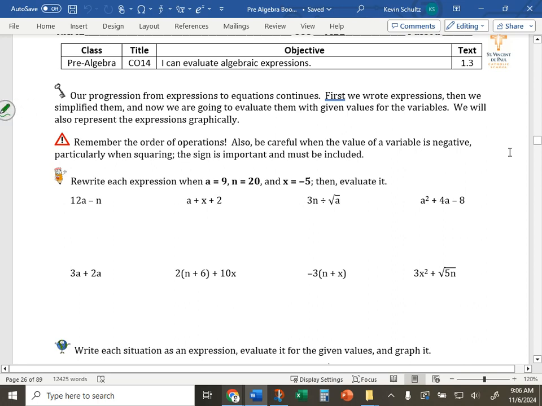3 algebra. We are starting CO14, which is evaluating those algebraic expressions we practiced writing yesterday. Okay, so again, this whole unit we're progressing towards solving for a variable in an equation. And yesterday we talked about those words that mean different operations, right? Who can just recap that for us? What are some main words that mean addition, subtraction, multiplication, or division?